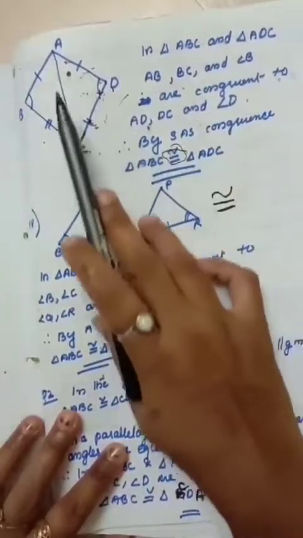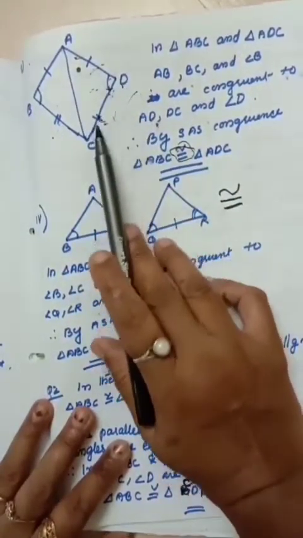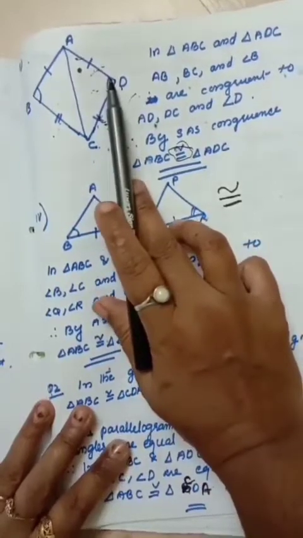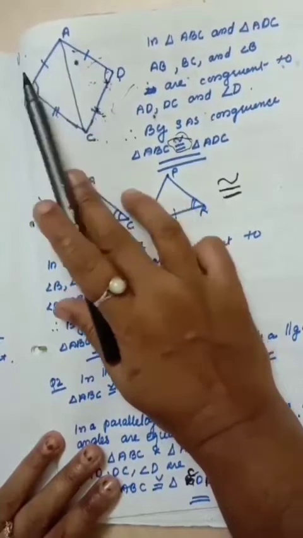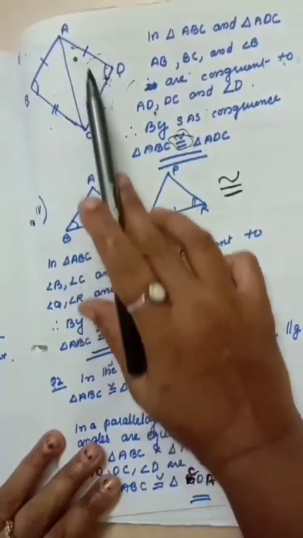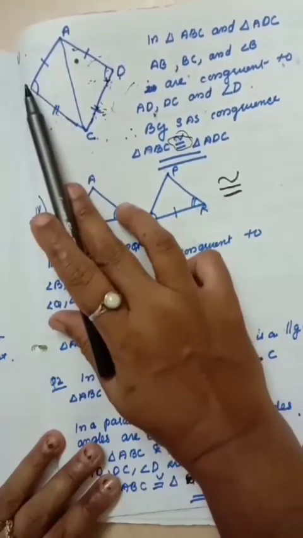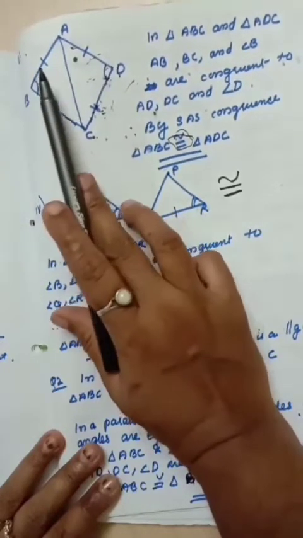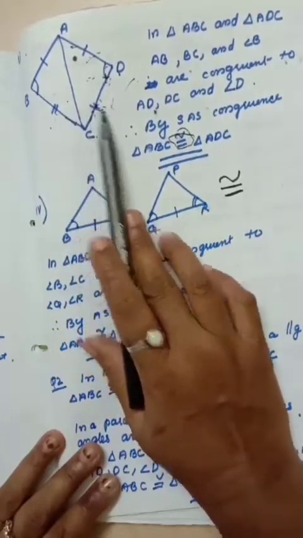Next one, see ABC triangle and ADC triangle. Here also two sides and included angle are given. Here also two sides and included angle are given. These two sides are equal. These two sides are equal. These two sides' included angle. These two sides are included. Included means in between the angle. Okay. So by SAS congruence you can say these two triangles are congruent.